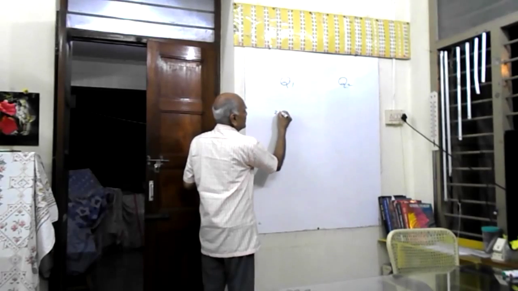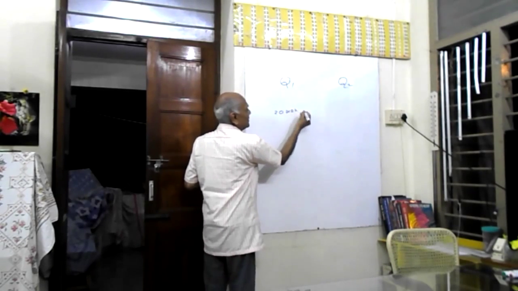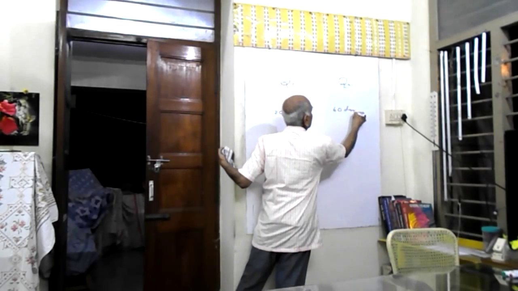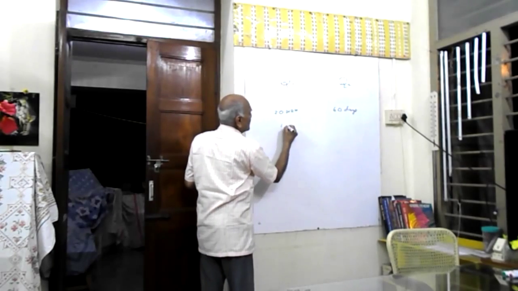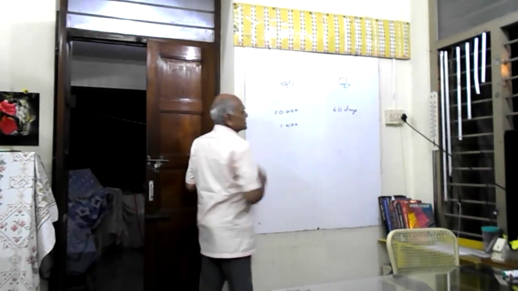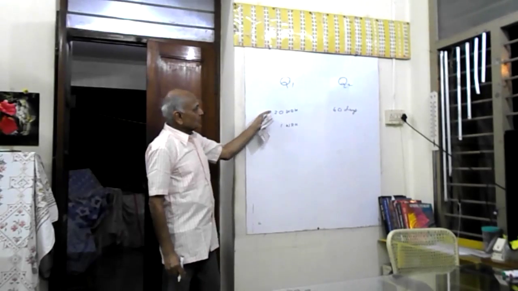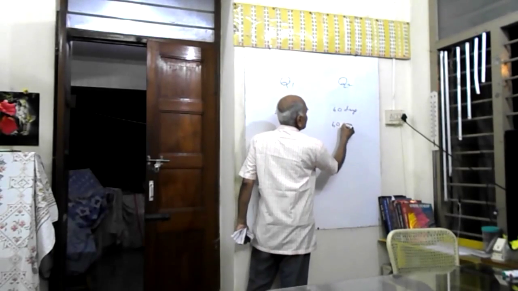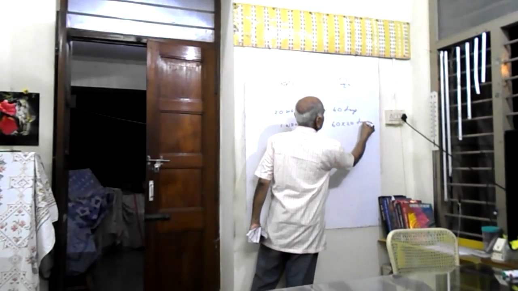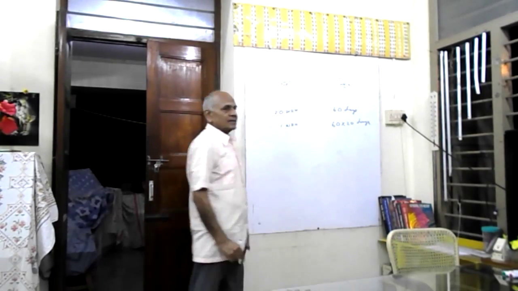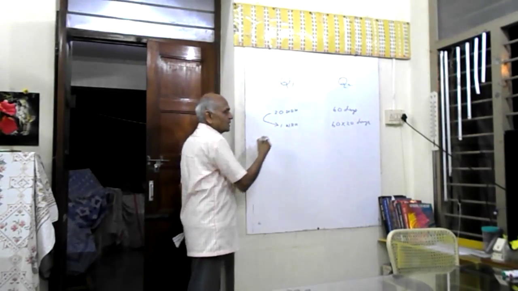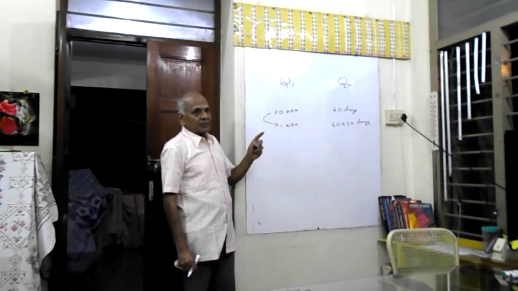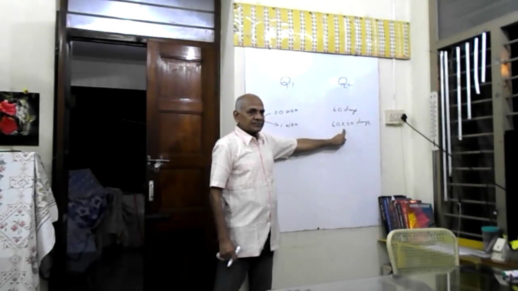20 workers can finish the job in 60 days. Then one worker will take how many days? 20 workers in 60 days. One worker will take 60 times 20 days. This is some number to 1. In the directly proportional problem, some number to 1 is division. In inversely proportional problem, some number to 1 is multiplication.